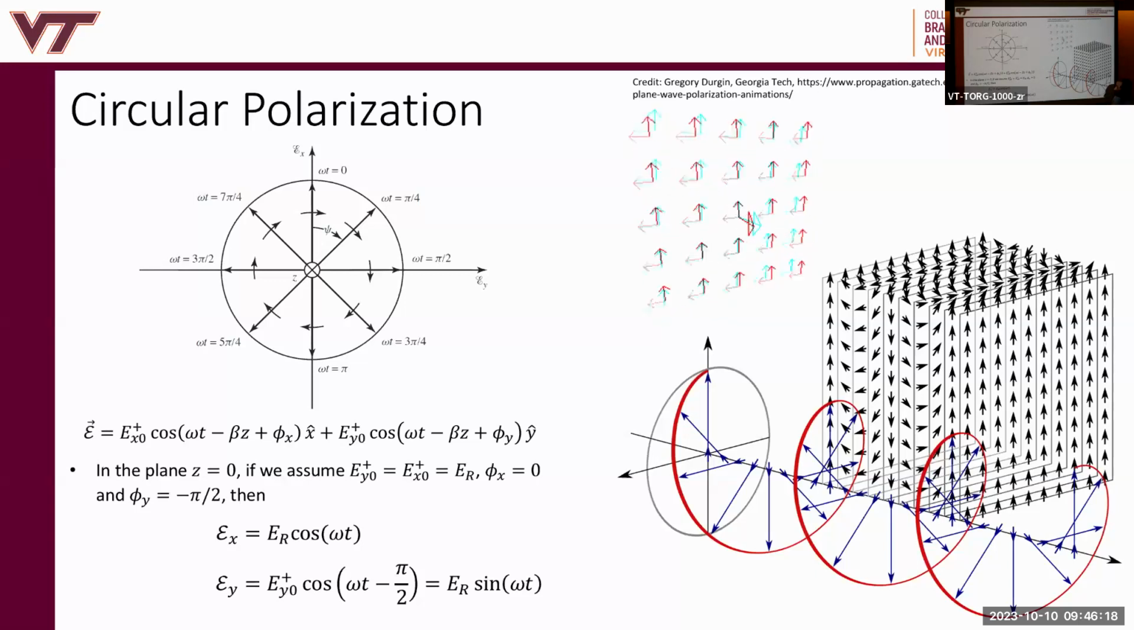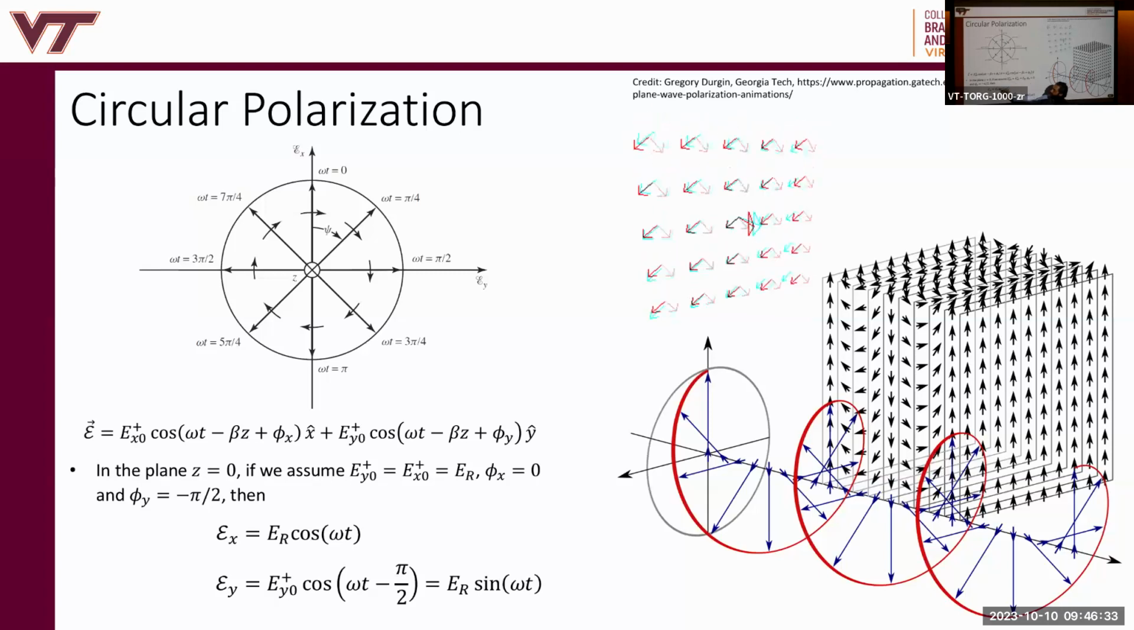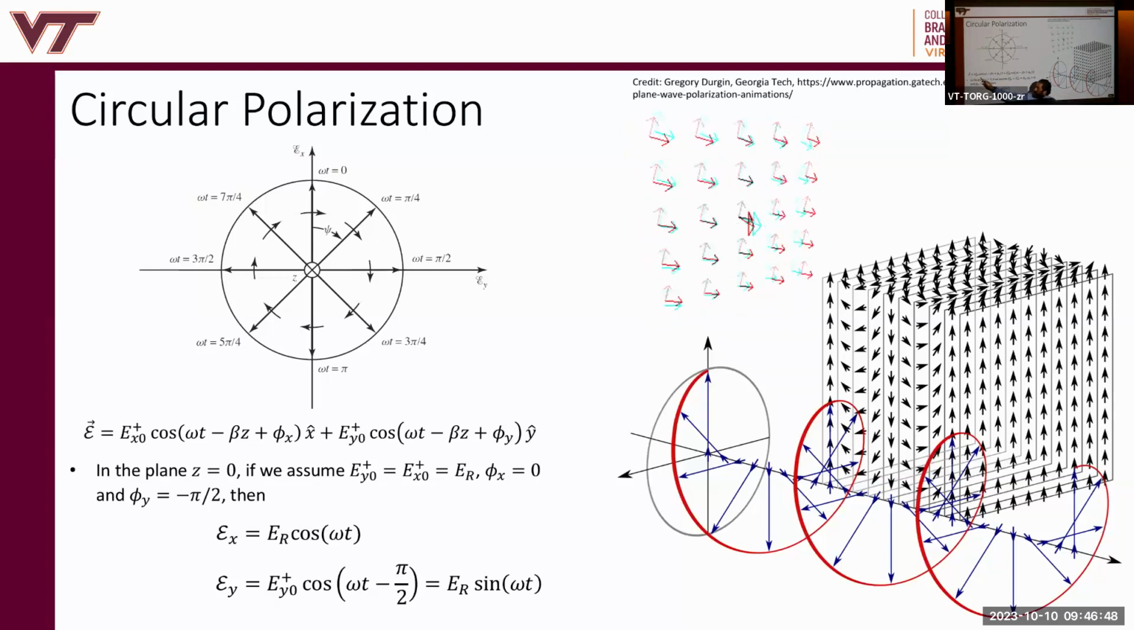Here is our electric field vector again in general. It has both an X and Y component, an arbitrary phase delay and arbitrary amplitudes. In the plane Z equal to 0, if we assume we have equal amplitudes, that's one requirement for circular polarization, and we choose phi X equal to 0 and phi Y equal to minus pi over 2, 90 degrees out of phase, then we get EX equal to ER cosine omega t because phi X is 0. We're looking at the Z equal to 0 plane, and we have an EX component with EX naught amplitude, but EX naught and EY naught are equal. We call it ER for right hand, and we get cosine omega t.